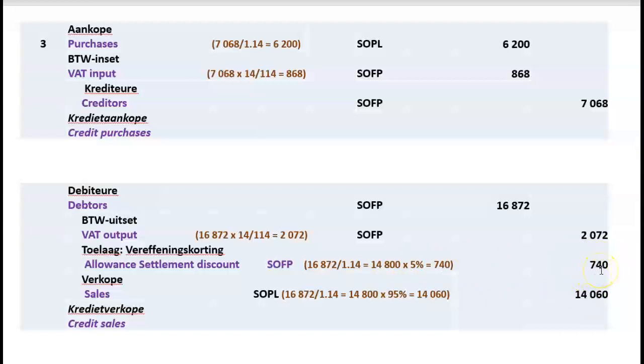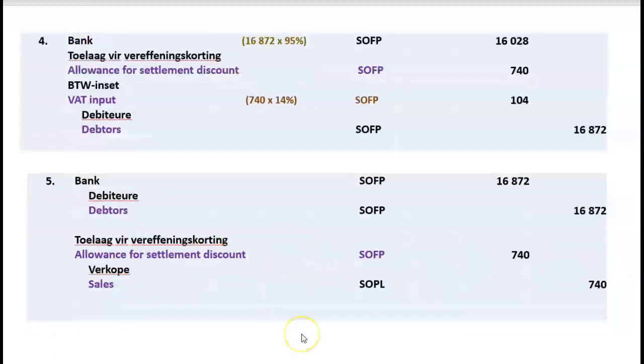Payment has taken place. So therefore, I have to remove this allowance account out of my books. It's no longer a valid account. So I'm going to debit my allowance for settlement discount with 740 Rand. So the difference between those two, we said, is the settlement discount inclusive of VAT.